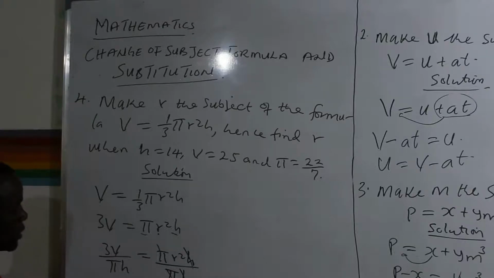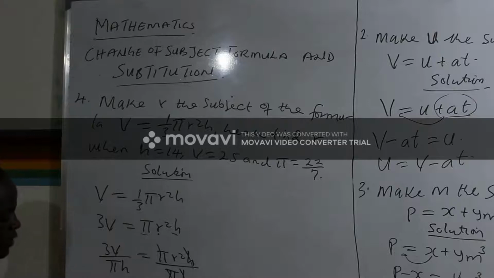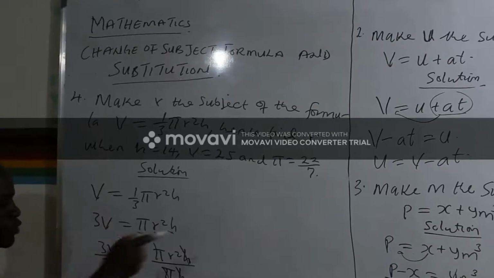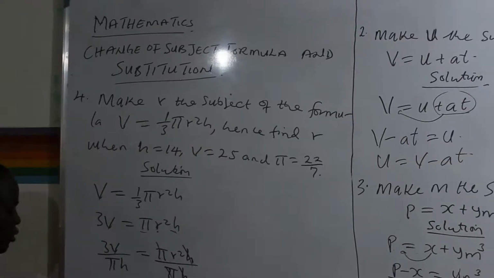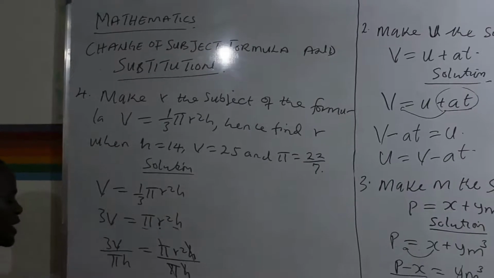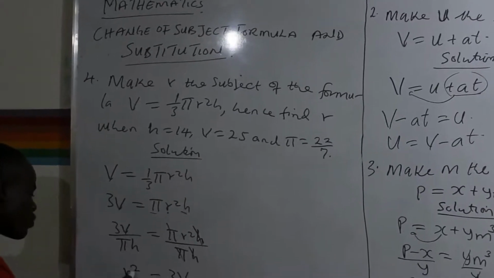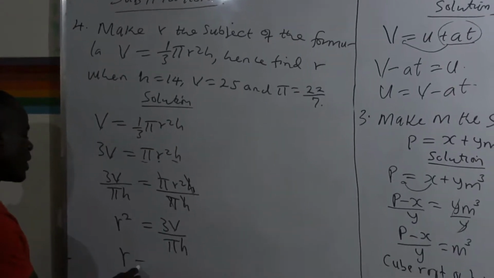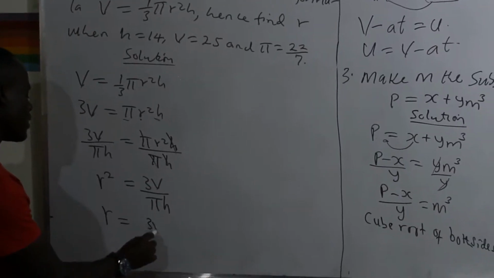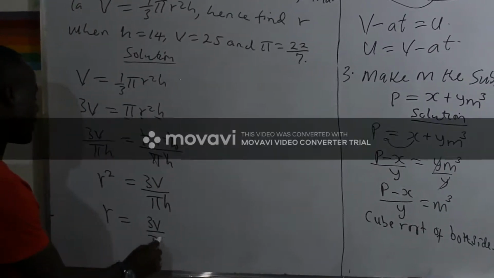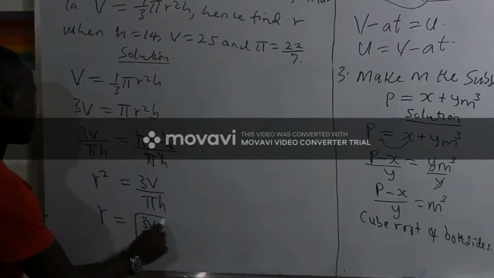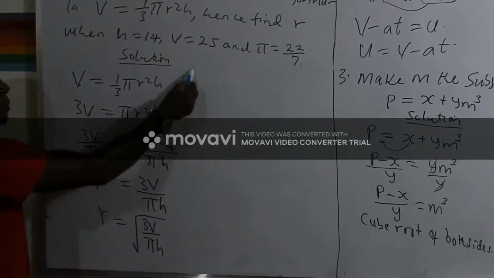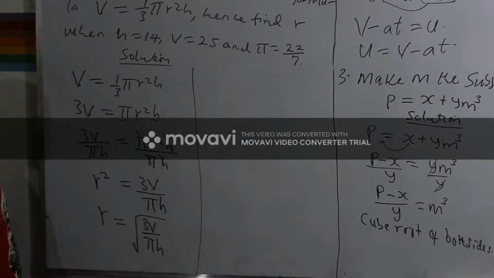Please don't be confused. Whether 3V all over pi H equals R squared or R squared equals 3V all over pi H, it still means the same thing. So to do away with this square, as we took the cube root before, in this case we're going to take the square root. When we take the square root, the square here will go, and then we'll be left with the square root of 3V all over pi H. Okay? That is what we have.